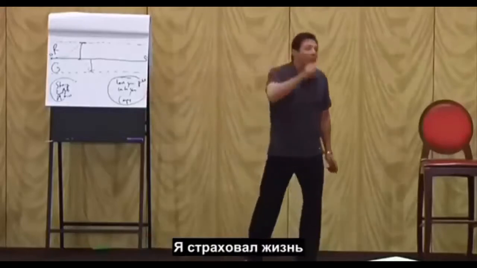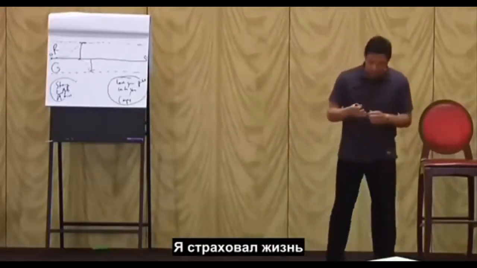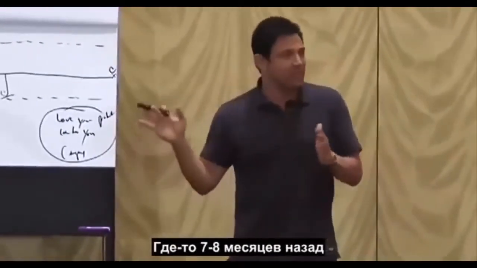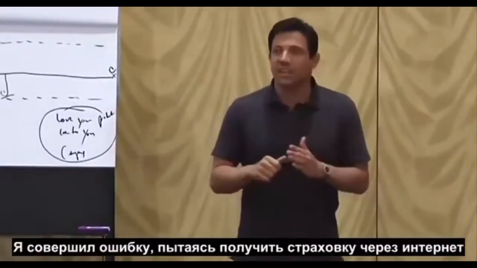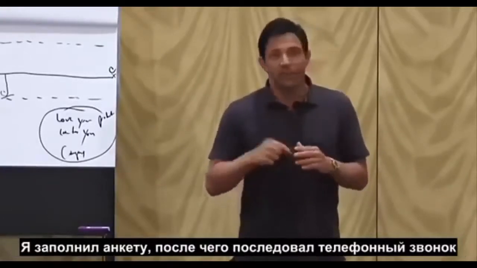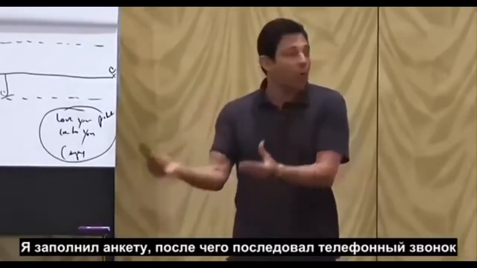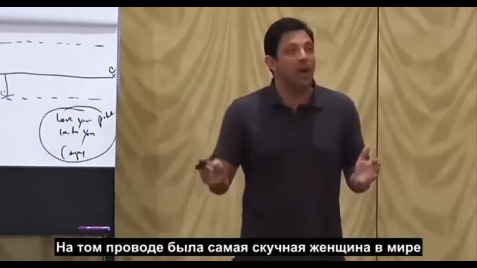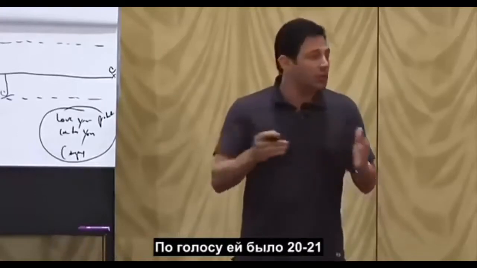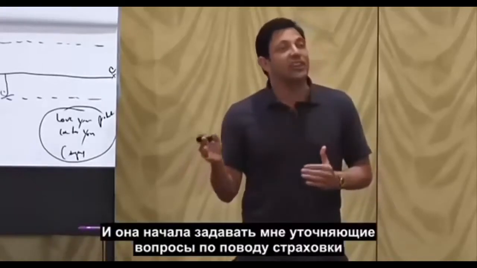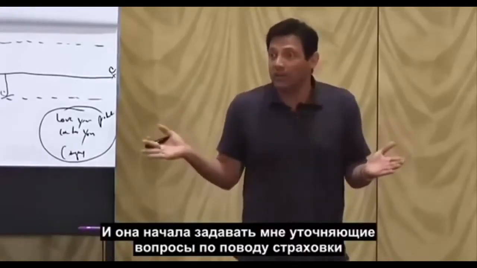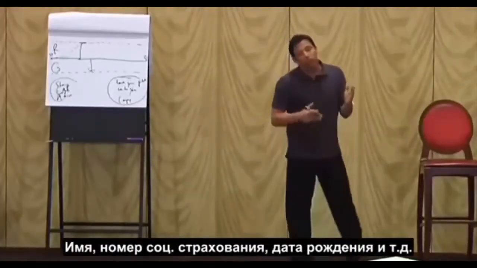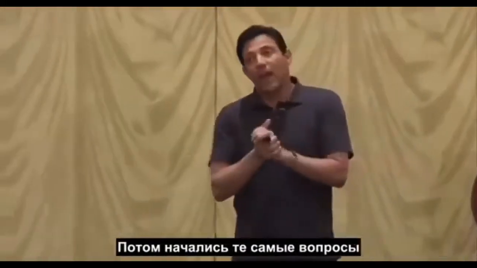I'll tell you a story. I was getting life insurance. This is a great story. Before I left for Australia, the last time I was going, like seven or eight months ago, I made the fatal mistake of trying to get it over the internet. I filled out this whole application, which generated a phone call from some woman who was the driest human being on the planet. She was 20, 21 years old by the sound of her. And she started asking me qualifying questions for life insurance, right? So she starts off with your name, your social security number, what day you were born, blah, blah, blah, right? Now starts the real question.